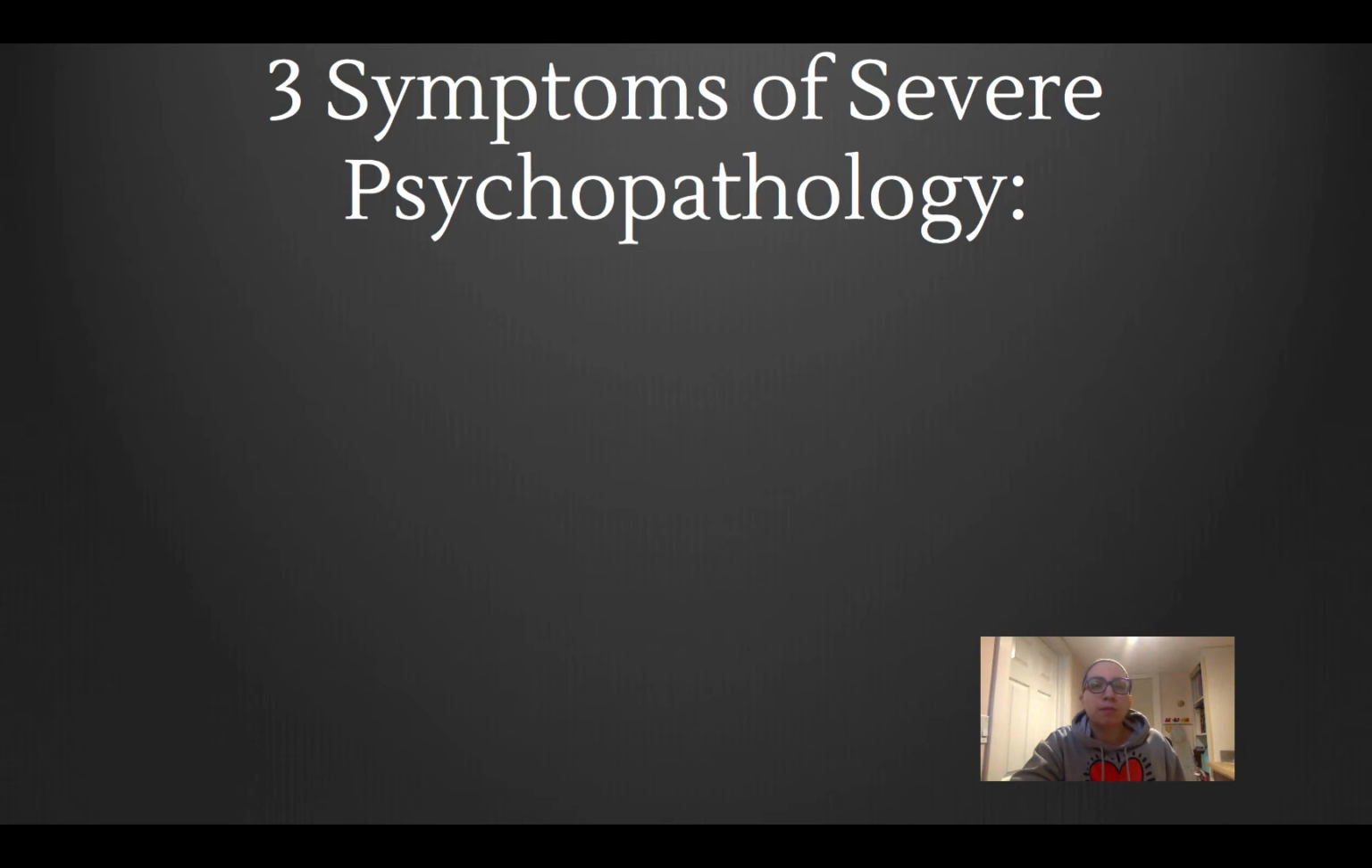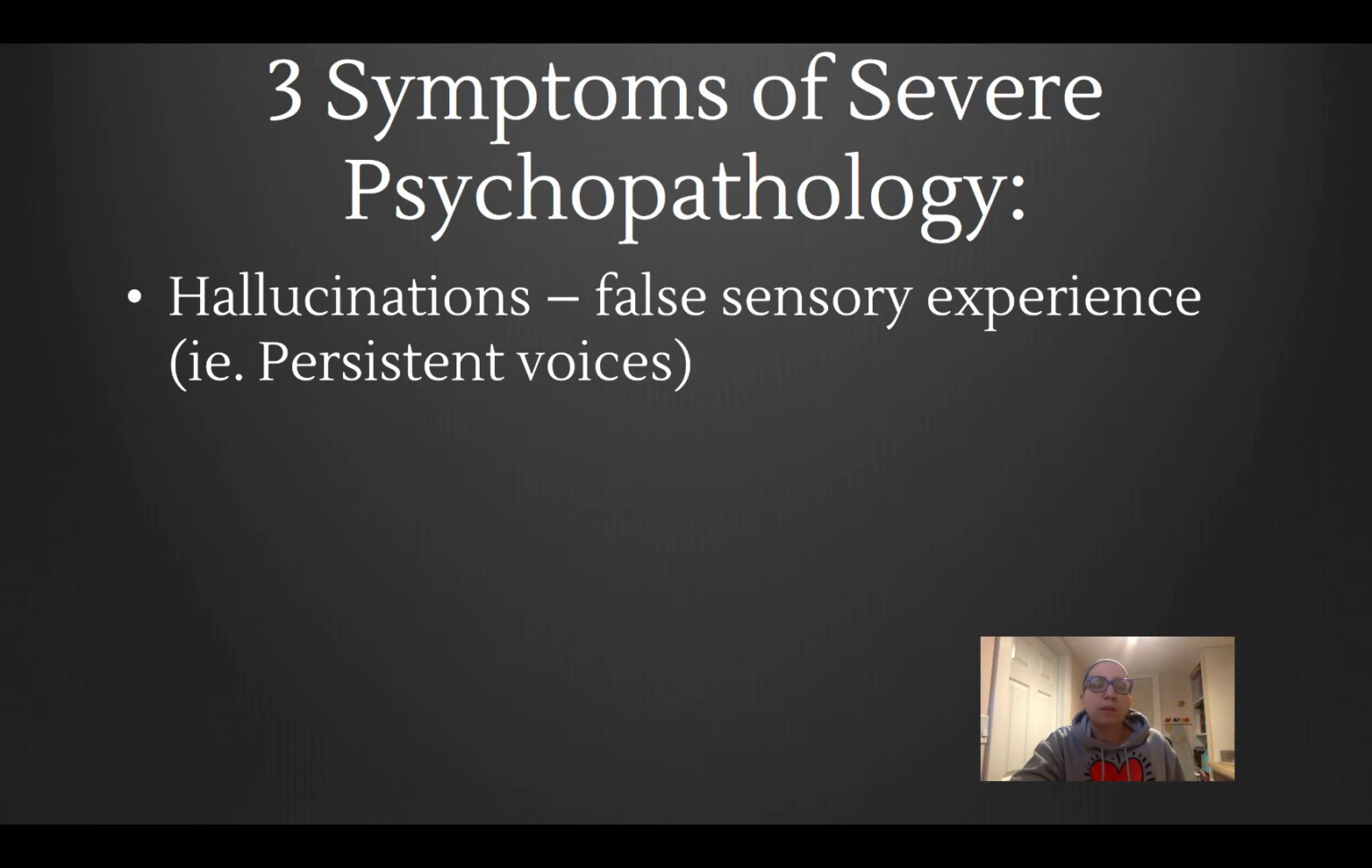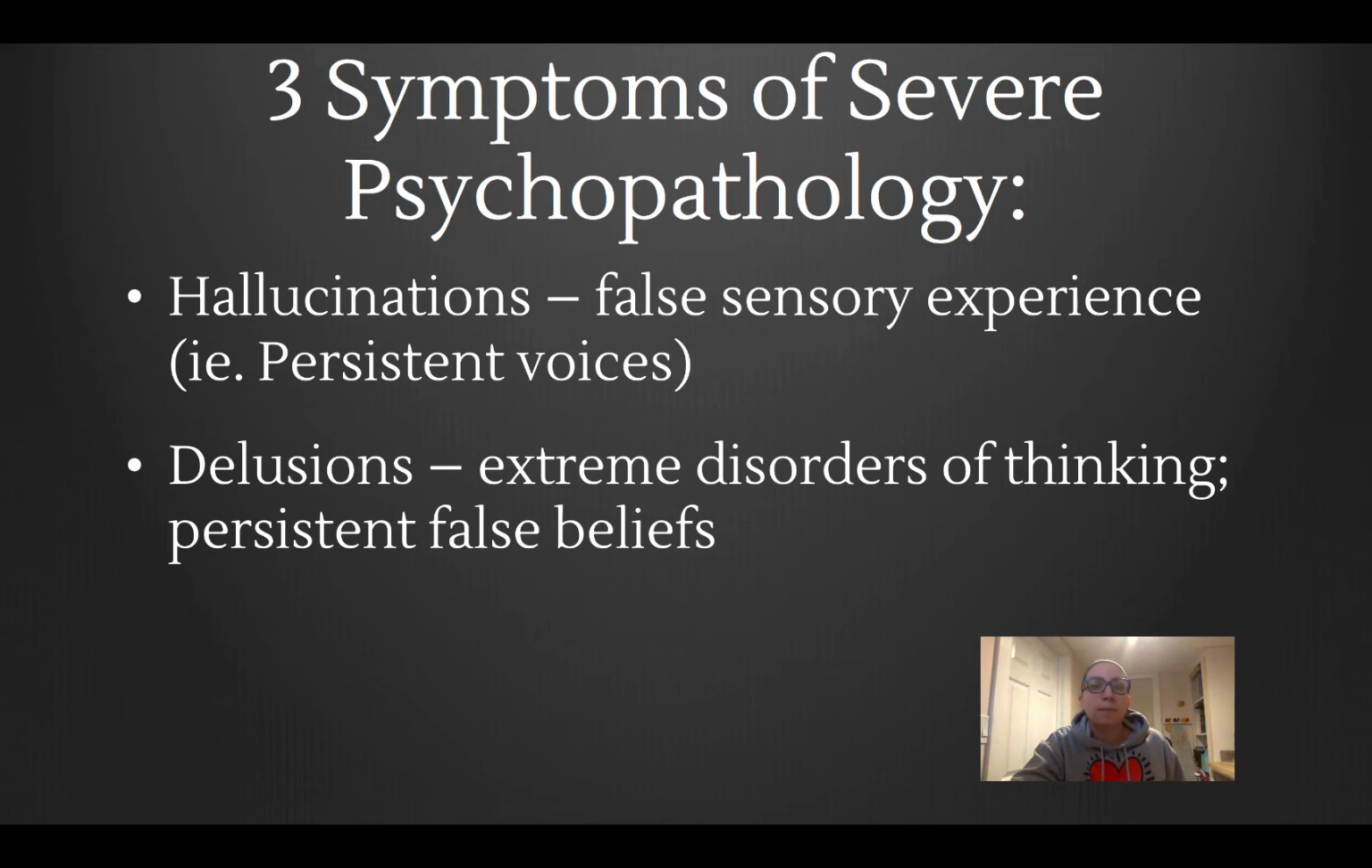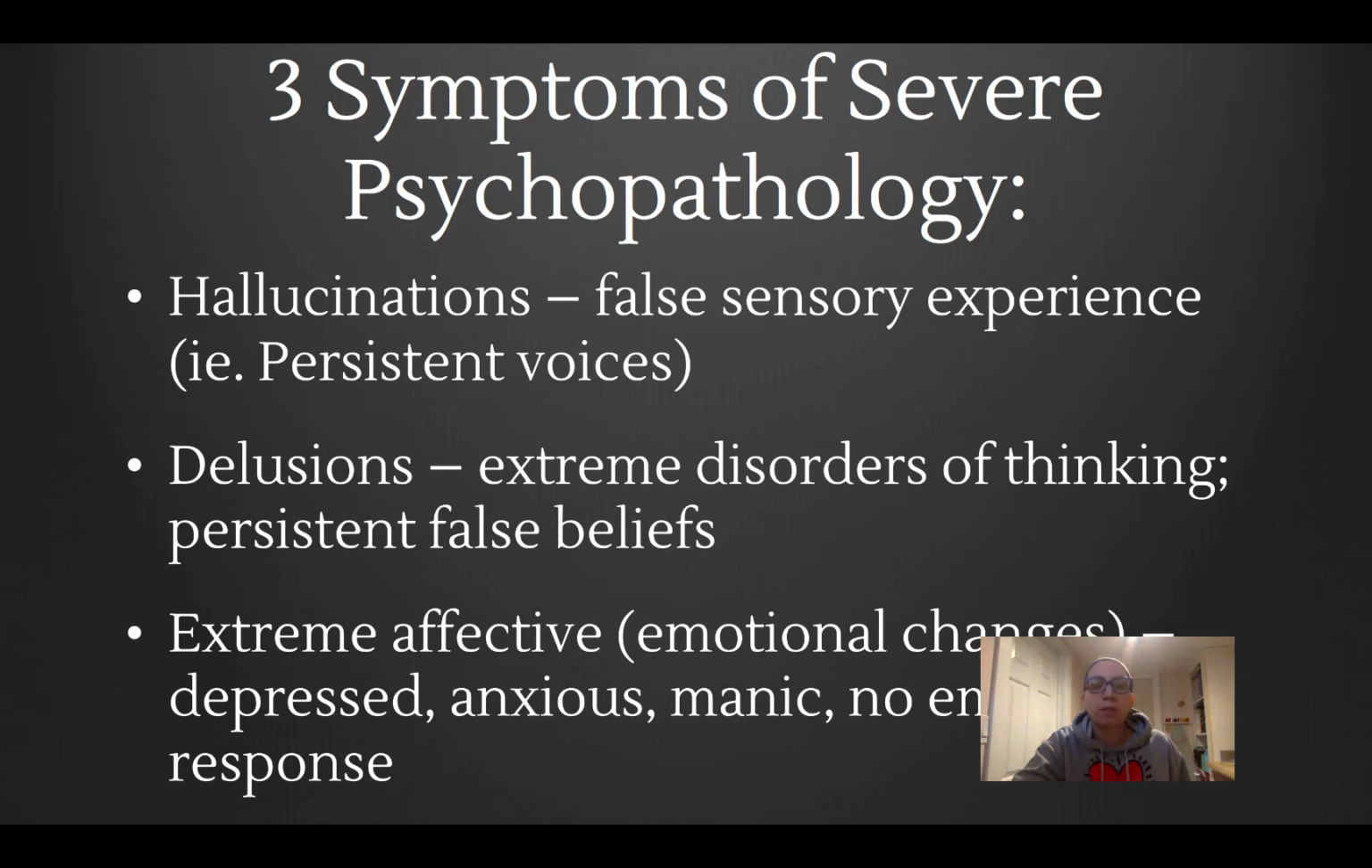Okay, so three symptoms of more severe or significant psychopathology are hallucinations, false sensory experiences, people who may see or hear things that aren't really there, delusions, disordered thinking, people who have persistently false beliefs, like, for example, delusions of grandeur, meaning they believe that they are the king or the president, that they're the most powerful person in the world, or sometimes delusions of paranoia, feeling like somebody or a group of people is always out to get them. And then what we call extreme affective or emotional changes.